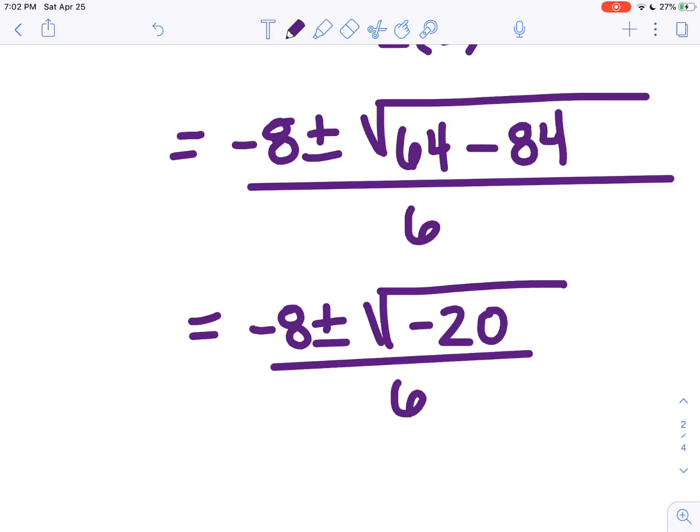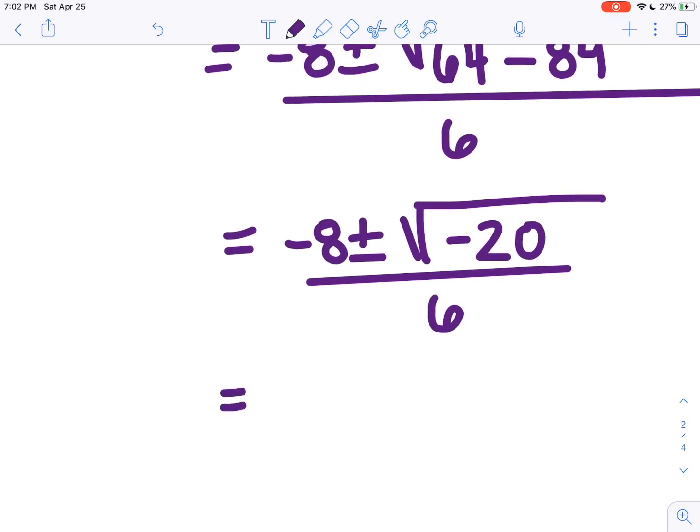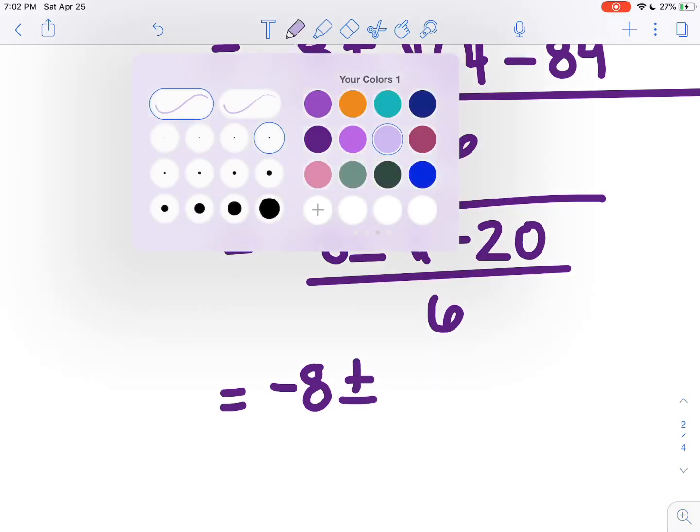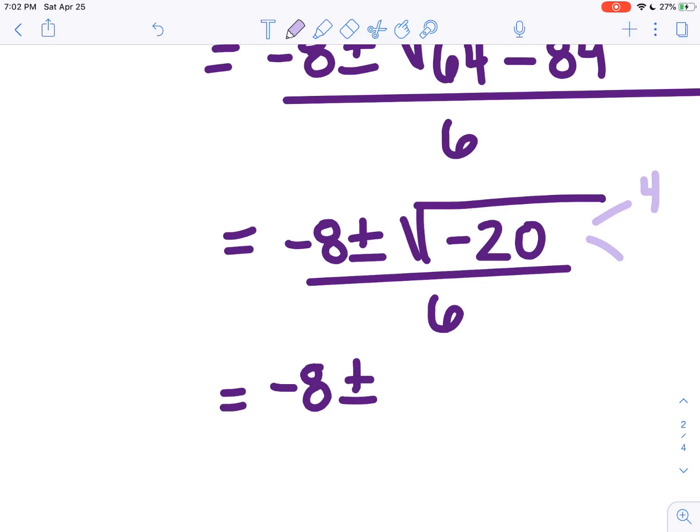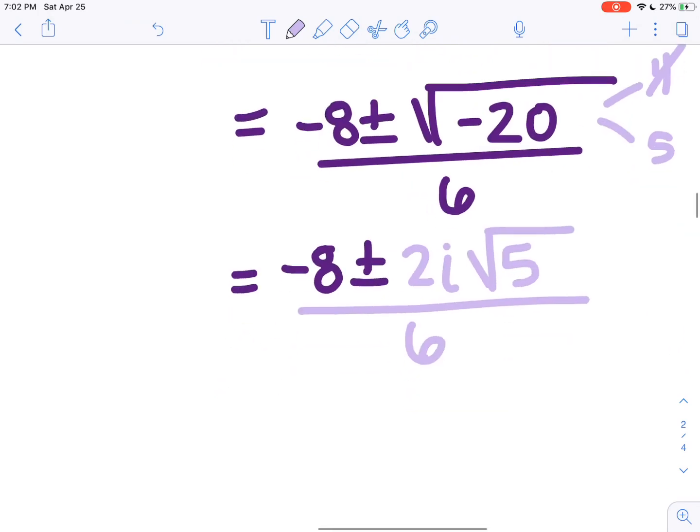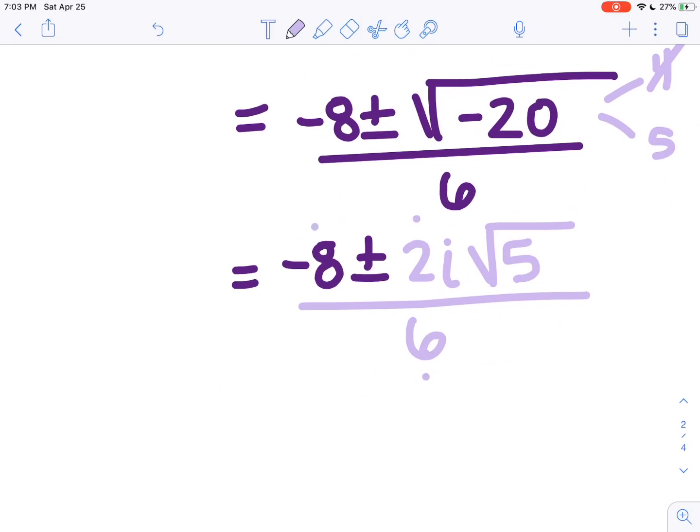Now, when you were a freshman and you saw this happen, you would say no real solution and you would be done. But now we're juniors and we know we could take the square root of a negative number and get an imaginary solution. So I'm going to simplify this radical to be 4 and 5, and the negative is going to come out of the radical as an i. So I'm going to take the square root of 4, which is 2. Then I'm going to take out that negative 1, make that an i, and then I have root 5 over 6.